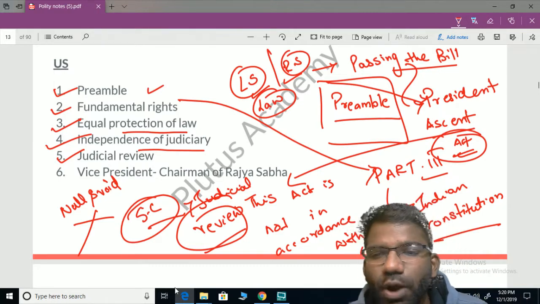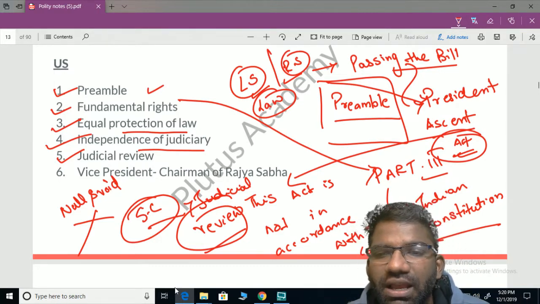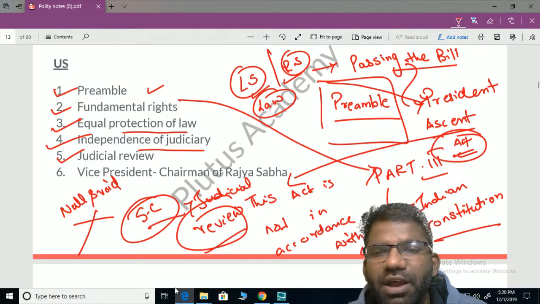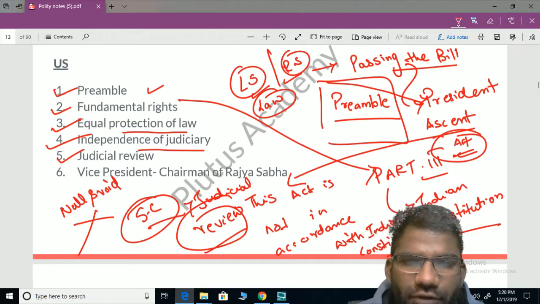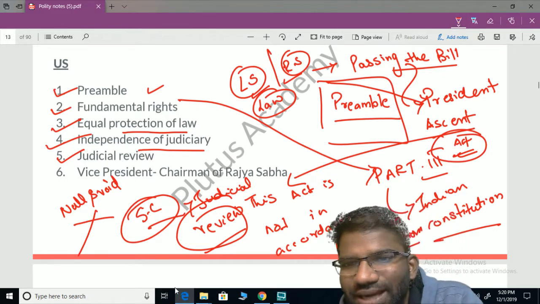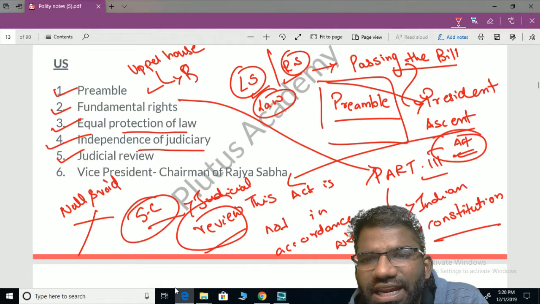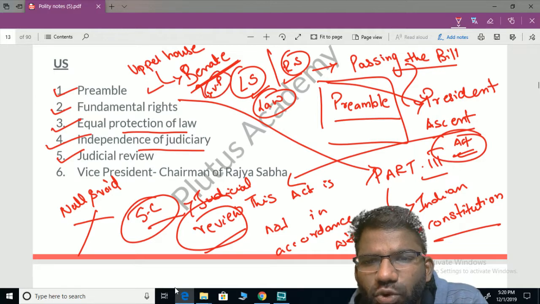Now, the last point is that the Vice President is the chairman of Rajya Sabha. We have also taken this concept from the Constitution of the United States of America, because in the United States of America, the upper house, like in India where the upper house is Rajya Sabha, is the Senate. And the chairman of their Senate is their Vice President. In the US, the chairman of the Senate is the Vice President.